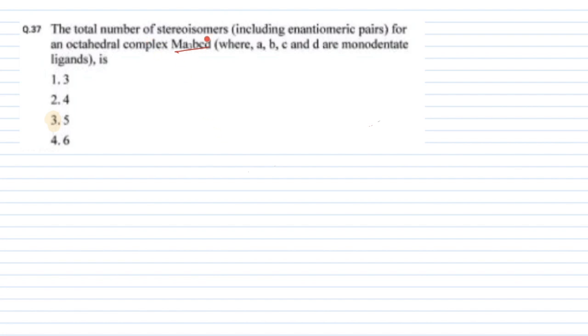So first of all, draw facial and meridional of both of them. It will be very beneficial if you draw and check. That will help you identify the total number of isomers. So let's try to do that. We'll first draw the facial and meridional isomers.